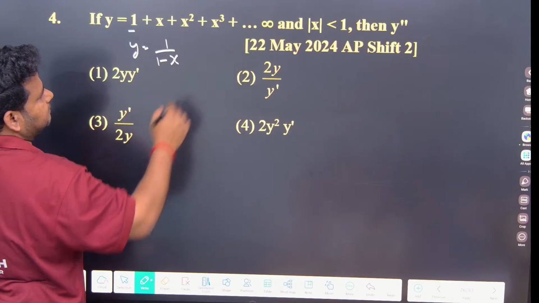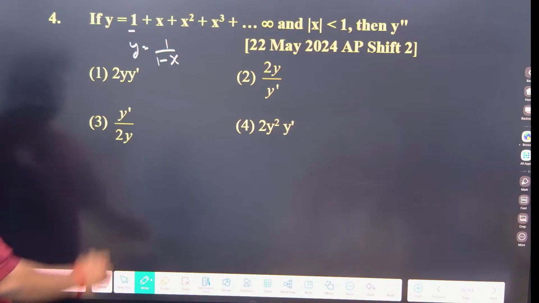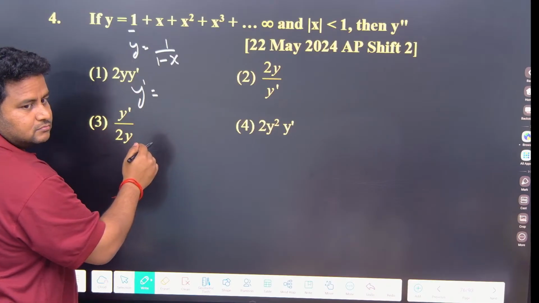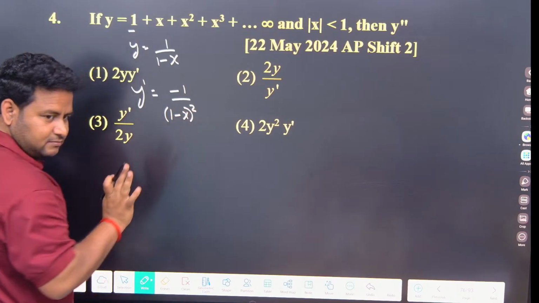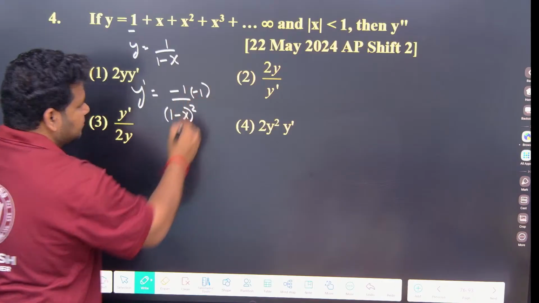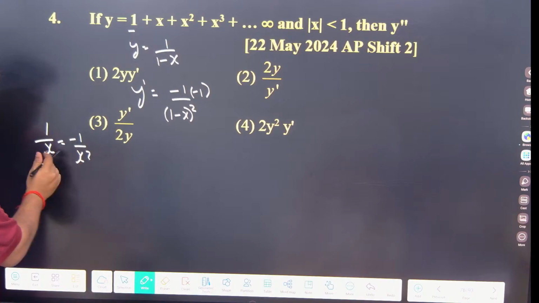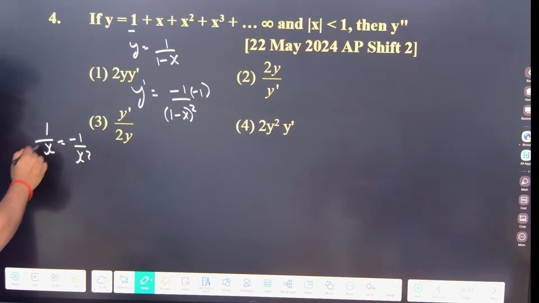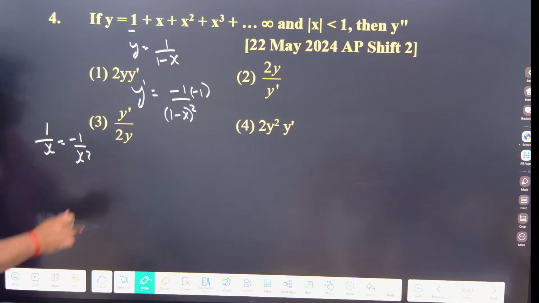Then they are asking y double dash. y is equal to 1 by 1 minus x is given. So y dash is minus 1 by 1 minus x whole square, into the derivative of 1 minus x. See, derivative of x is 1, and we have the formula 1 by x is minus 1 by x square. Here the derivative of 1 minus x is minus 1, so minus 1 by x square into minus 1 will be 1 by x square. Okay, this is what we have.